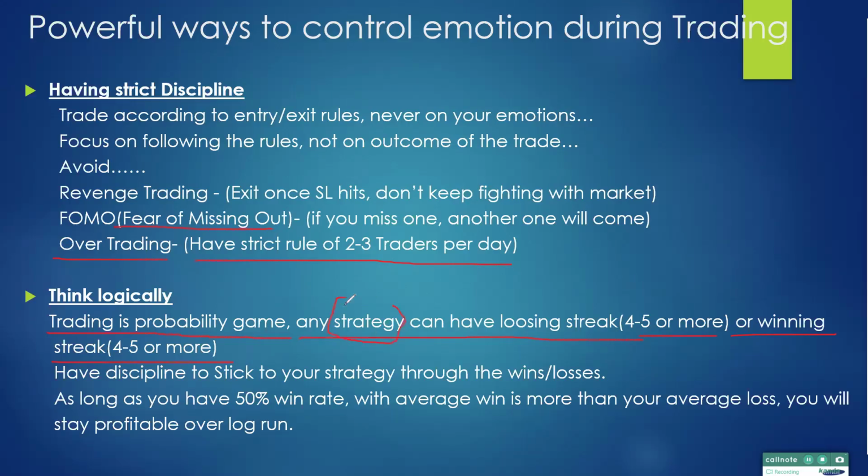So remember, any strategy can have a 4 or 5 winning streak or losing streak. This is all part of your trading. Have the discipline to stick to your strategy through the wins and losses. Okay, 3 or 4 trades went into loss. That doesn't mean that the strategy is bad and you should stop it. Remember, any strategy requires 100 trades to check whether it works or not.